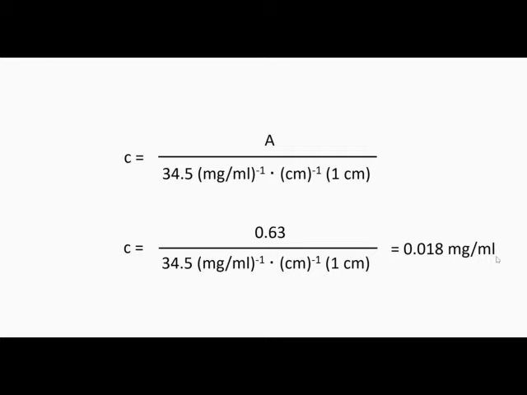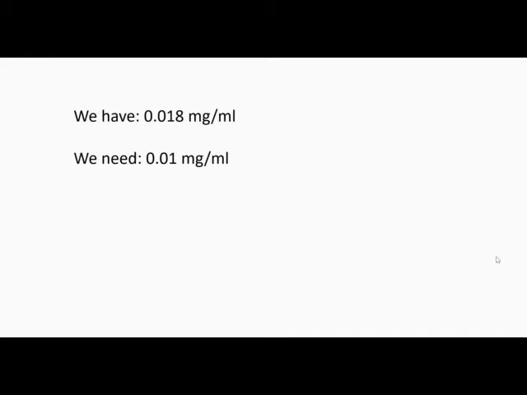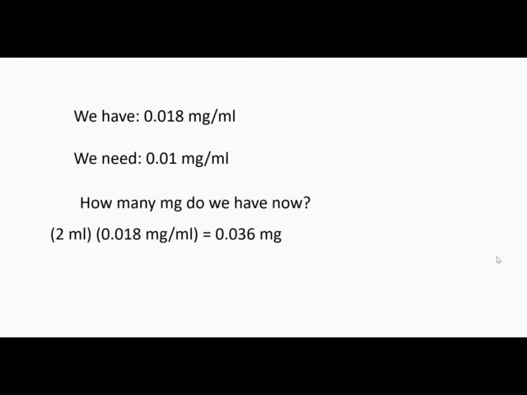The second part of what I wanted you to do is calculate how much we needed to dilute this. We need a concentration of 0.01 milligrams per milliliter. We have 0.018 milligrams per milliliter. So we need to dilute this somewhat in order to get it to the proper concentration of chlorophyll. The first step in doing that is calculating the total number of milligrams that we currently have in our chloroplast suspension. That's very easily done.